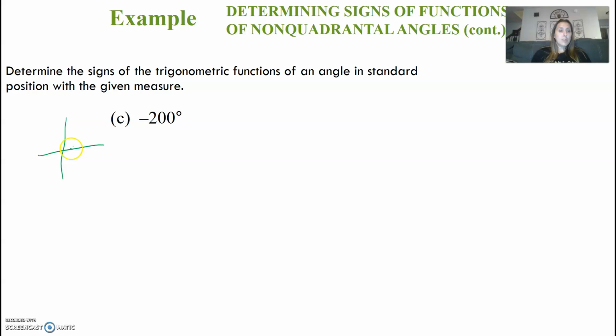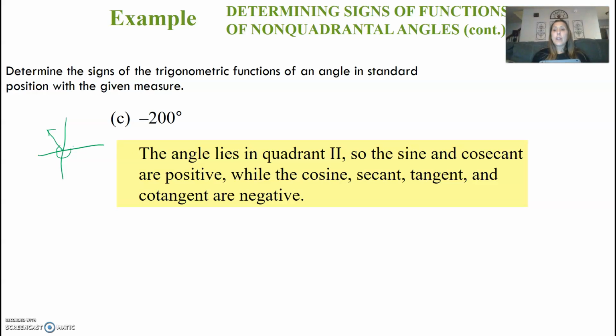Here we go. So we're going to go down. We got negative 90, negative 180. So somewhere right around here. It's going to be before that. So it's going to be in quadrant 2. So knowing how to draw those angles and put them in the right place.